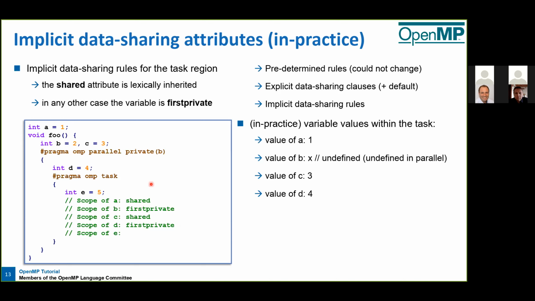This means it's being copied, but B has been made private here at the parallel region, and that means it's undefined within the parallel region. And in consequence, although it has been made first private for the task, it's also undefined within the task. However, many implementations will initialize it to 0, but this is not mandated by the OpenMP standard. And finally, think of variable E. If you think about it, that might be simple. It's a private variable because it's declared within the task.